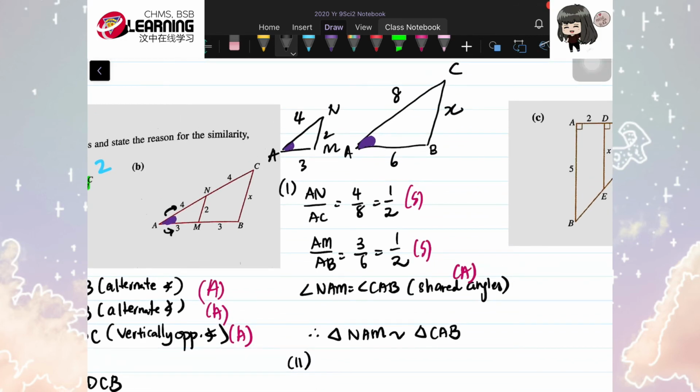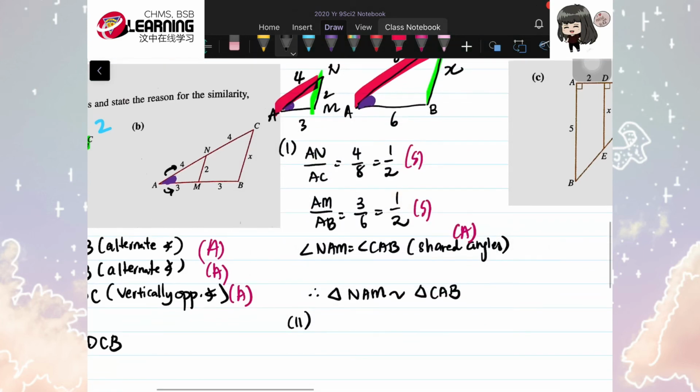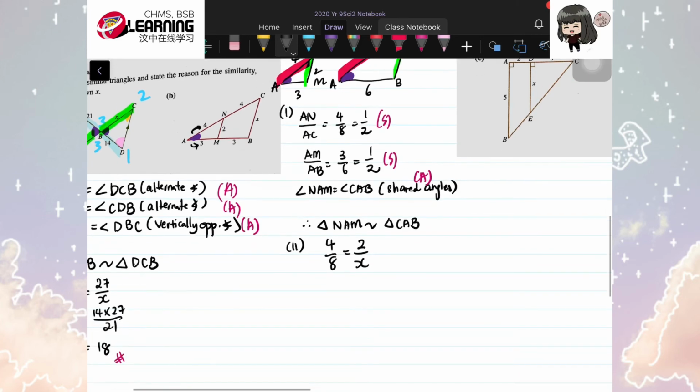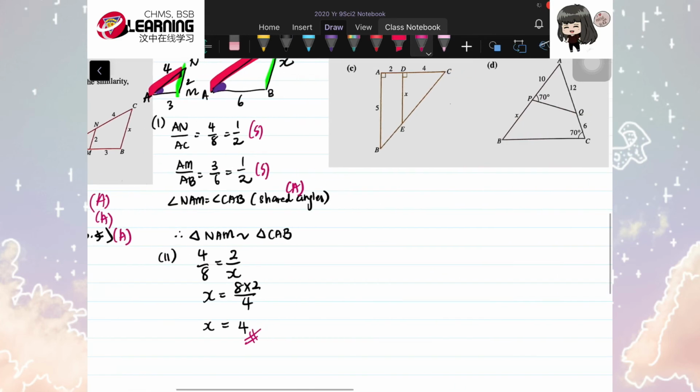Part 2, so since they are similar, we can compare the ratio and find X, okay? CB and NM. And we can compare the other one, which is AN and AC. Okay, so AN over AC is 4 over 8, or you can write 1 over 2. And the green one, NM, which is 2, and CB, which is X. So now you can cross multiply. So X equals 8 times 2 over 4, and it equals 4. Okay, that's for part B.